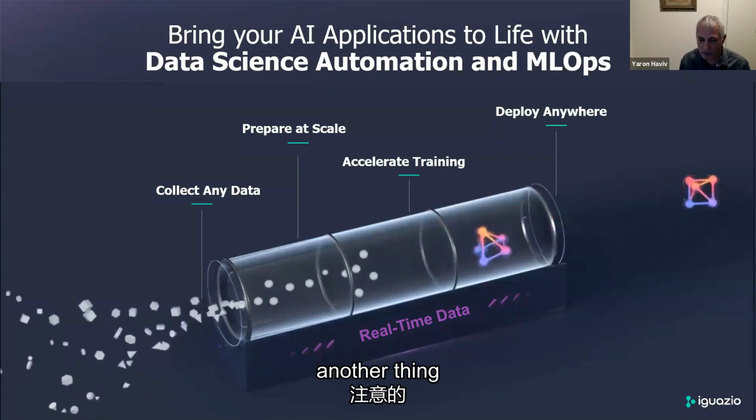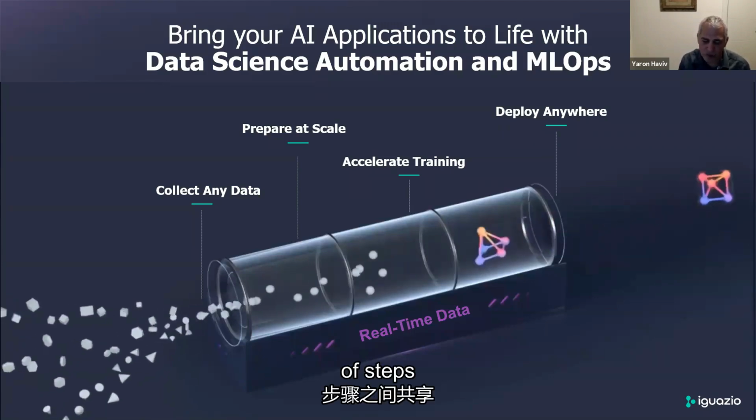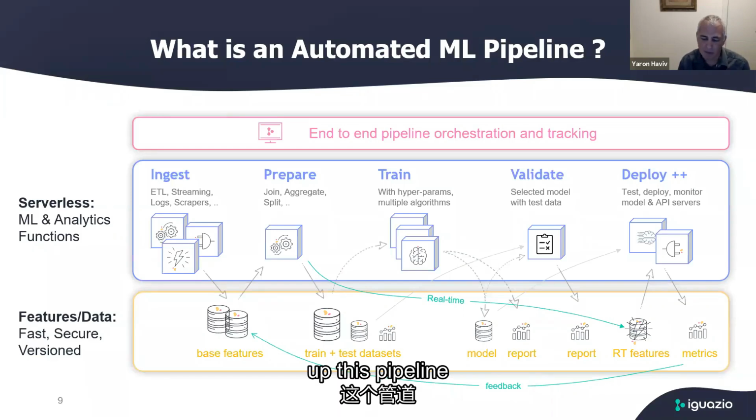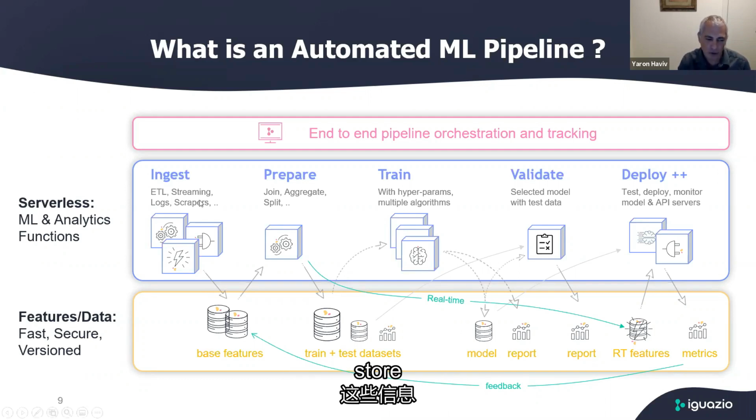And also another thing that we need to take care of is sharing data across those variety of steps in a pipeline. So if we open up this pipeline and look into what is really built into that pipeline, we have to have 3 layers in the solution. The first underlying layer is data. So we need the data to store all this information, intermediate information between one step and another.